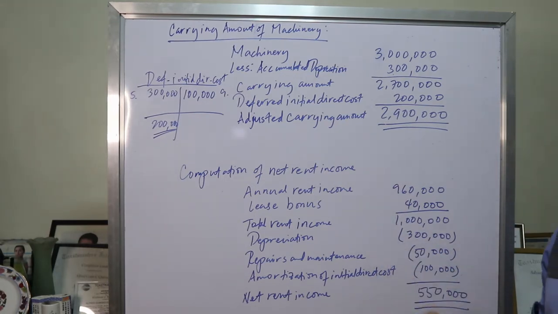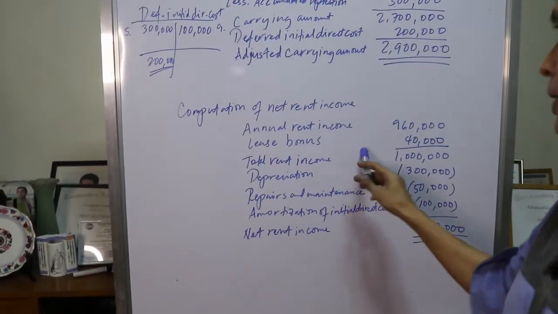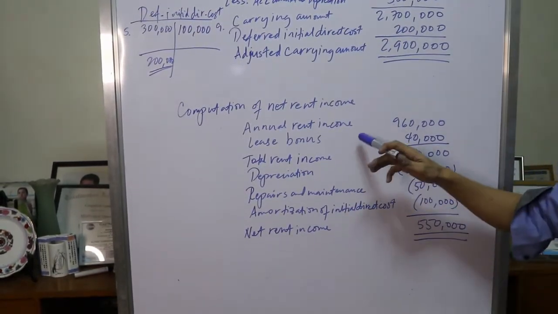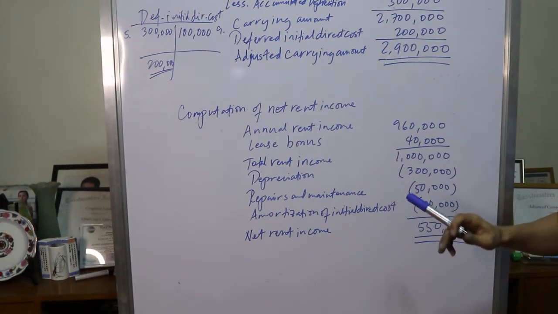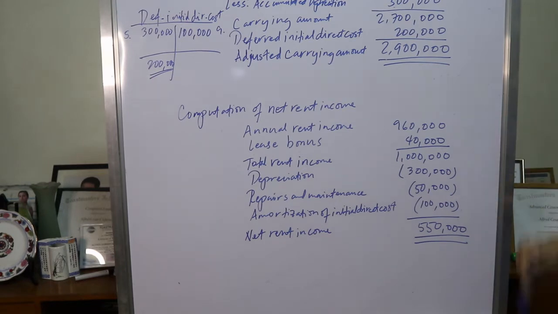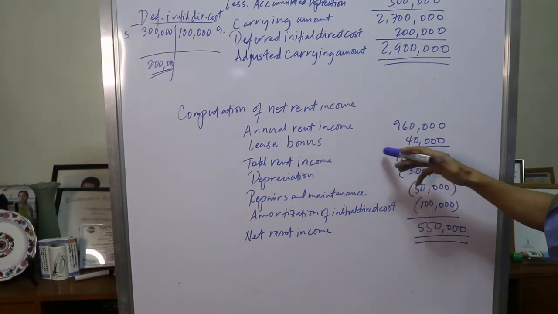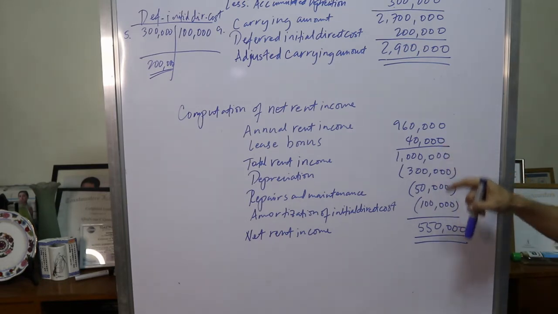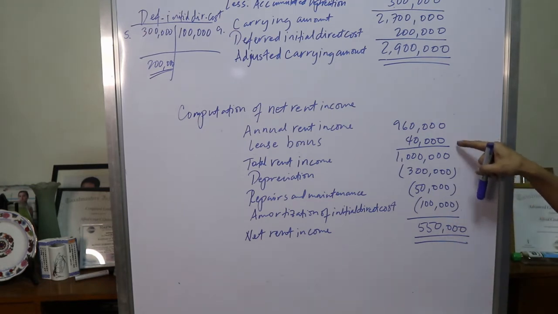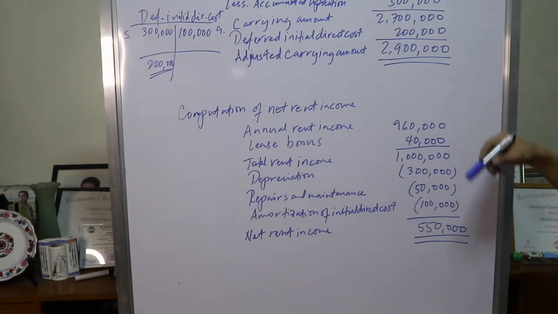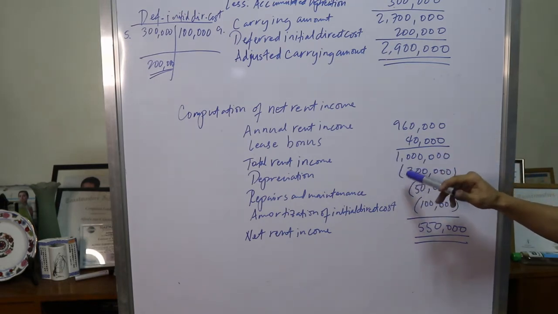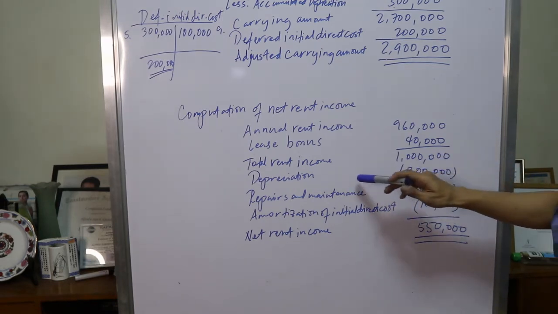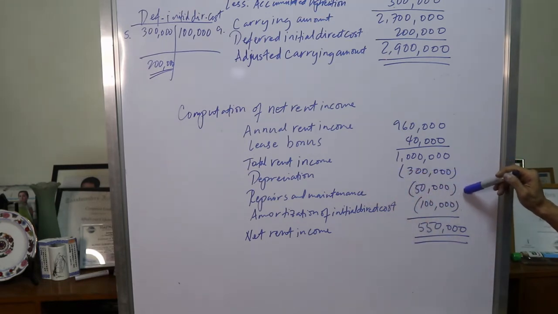Now, para naman dun sa computation ng net income, ito naman yung mag-appear dun sa income statement. Annual rent income natin, kung natatandaan mo, dun sa entry number 2, 960,000 plus lease bonus of 40,000. Okay? So ito yung yearly na nire-recognize natin. So 120, di ba? Tapos divided by 3, so every year nagre-recognize tayo ng 40,000 as lease bonus. So ito yung total rent income niya. So 1 million. And then less yung depreciation expense for 300,000.